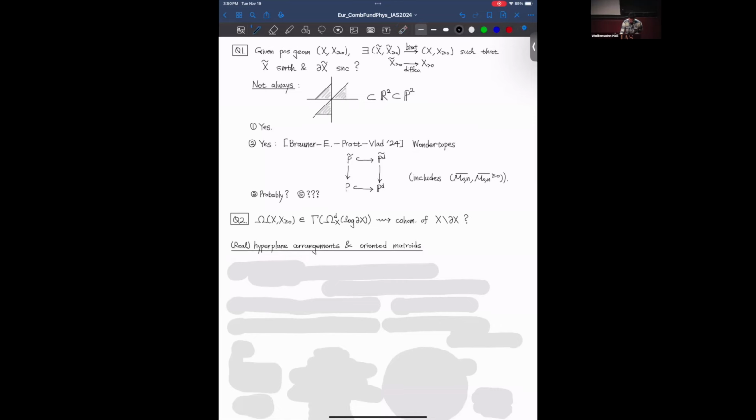Let me make an amendment here. So here, let's say complex. So the boundary is, I look at the real part boundary, and then take the Zariski closure. So that's an algebraic variety, and then now I'm looking at complex.